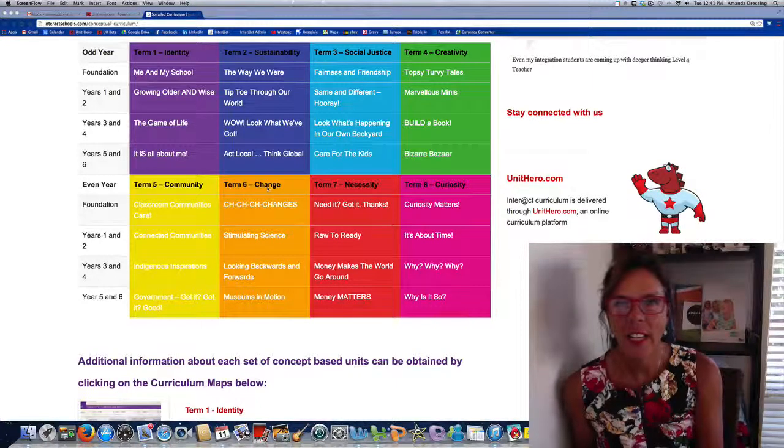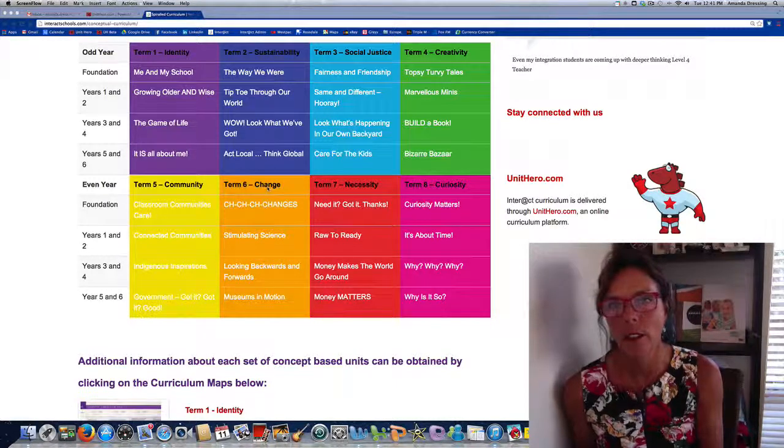Hi there. The Interact units are intended to be delivered in a particular sequence, and the screen that you're looking at the moment on the Interact Schools website shows you the sequence that they are intended to be taught.